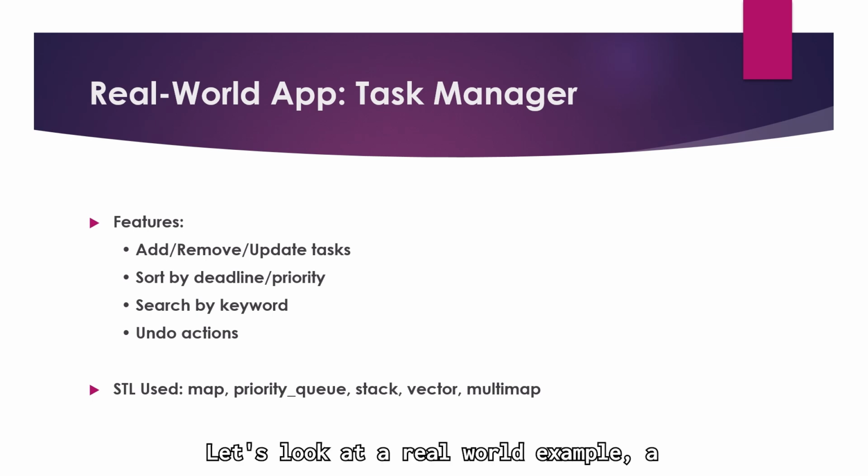Let's look at a real-world example, a task manager application. Imagine you need to manage a list of tasks with the ability to add new tasks, sort them by deadline or priority, search for tasks by keywords, and implement undo, redo actions. For this, you can use STL containers like map<string, Task> to store tasks efficiently by their name. Priority queue to always retrieve the highest priority task. Stack<Action> to implement an undo or redo system. Vector to keep an ordered list of tasks based on a certain attribute. This combination of containers ensures the system is both efficient and flexible.